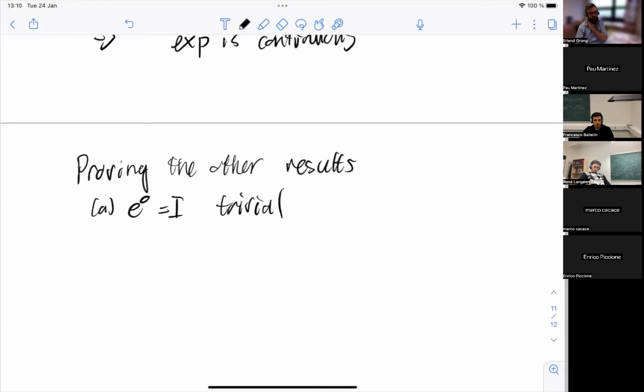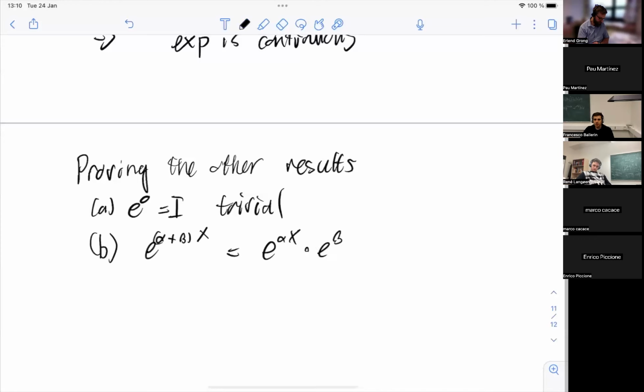So if we take the exponential of the zero matrix, then we get the identity. This is just trivial from the definition of the exponential map, right? All of the powers higher than 0 stop existing because it's a zero matrix. B, what was B? B was e^((alpha+beta)x) is equal to e^(alpha x) times e^(beta x).